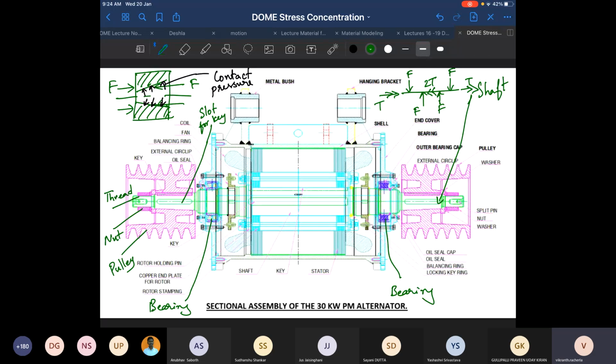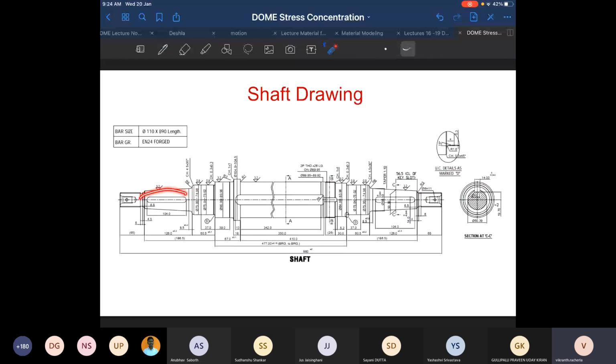So what was the purpose of this whole thing? The purpose was to show, if I go to the shaft drawing, that there are a lot of geometric features. I have threading here, an undercut and a fillet, a slot over here, again a fillet, a fillet, a fillet, a slot. It's not a simple plain cylindrical shaft like this.